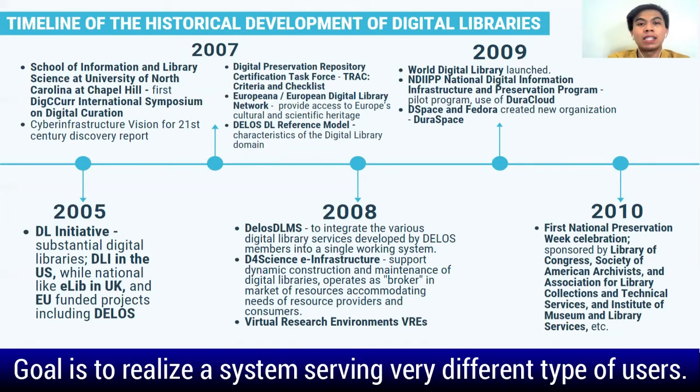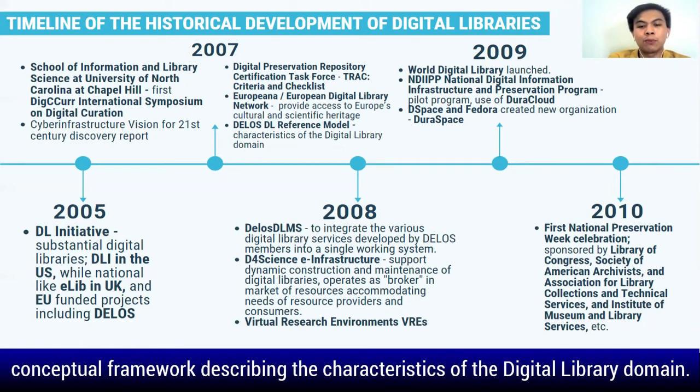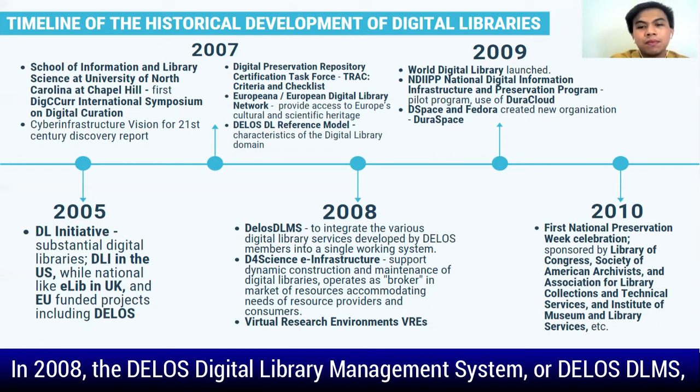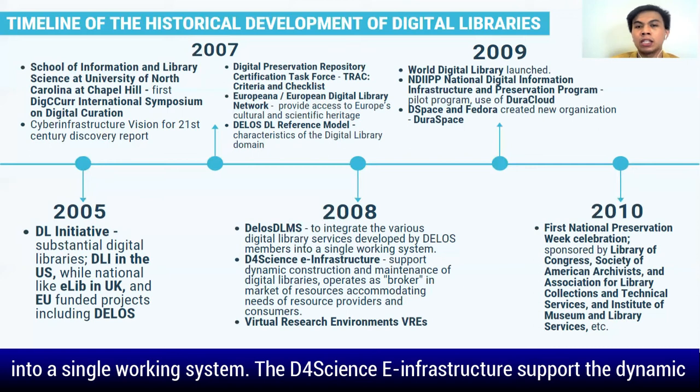The goal is to realize a system serving very different types of users, while the Delos Digital Library Reference Model is a formal and conceptual framework describing the characteristics of the digital library domain. In 2008, the Delos Digital Library Management System, or Delos DLMS, aims to integrate various digital library services developed by Delos members into a single working system.